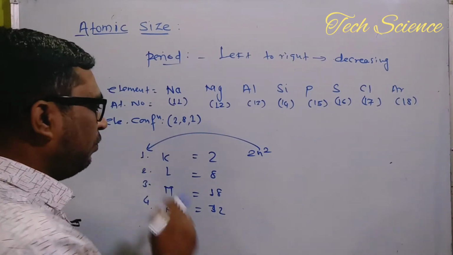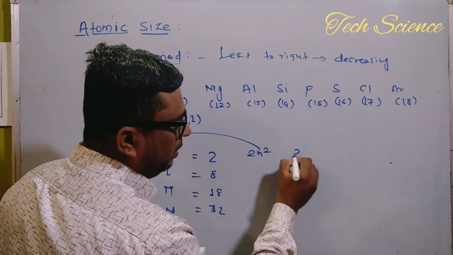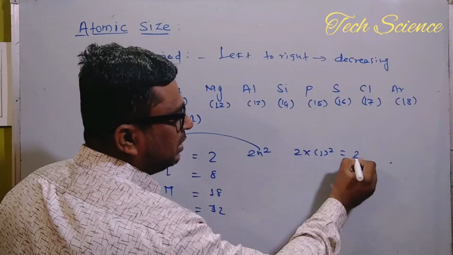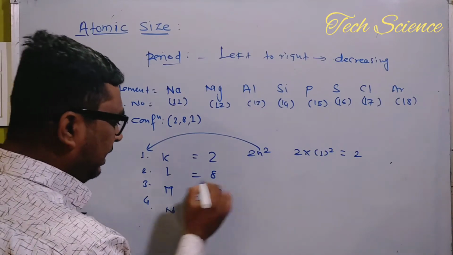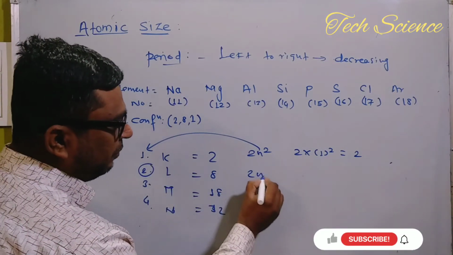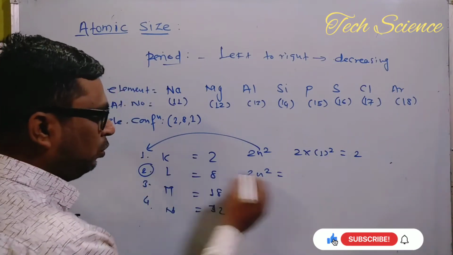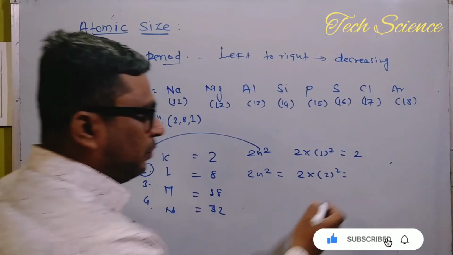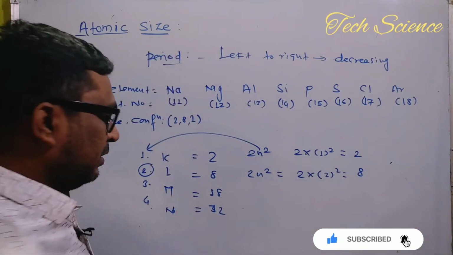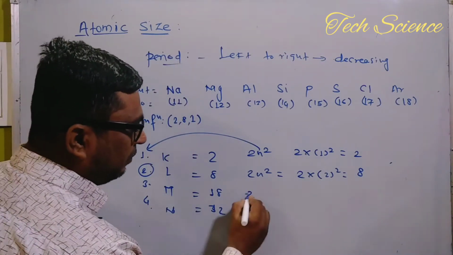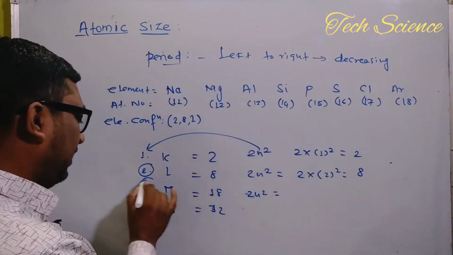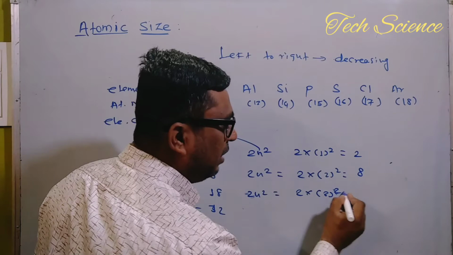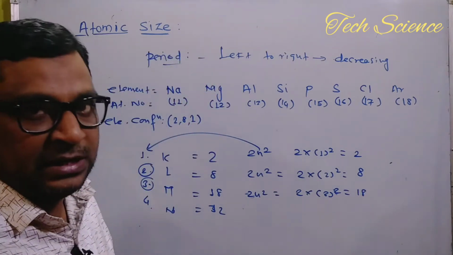For example, K has n equal to 1. So it becomes 2 into 1 square. Square of 1 is 1, so 2 into 1 is 2. Next, here n equals 2. So this is the formula 2n square. Here the value of n is 2, then 2 into 2 square. Square of 2 is 4, 4 into 2 is 8. Maximum capacity 8. Third, M. What is the formula to decide? 2n square. Here the value of n is 3. 2 into 3 square. 3 square is 9. 9 into 2 is 18. Maximum capacity is 18 and so on.